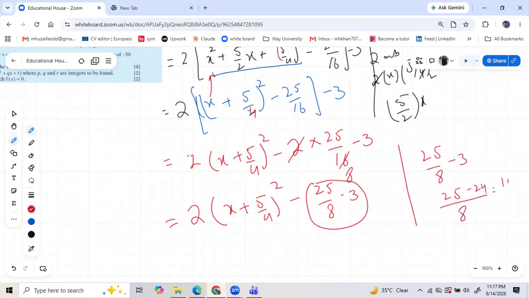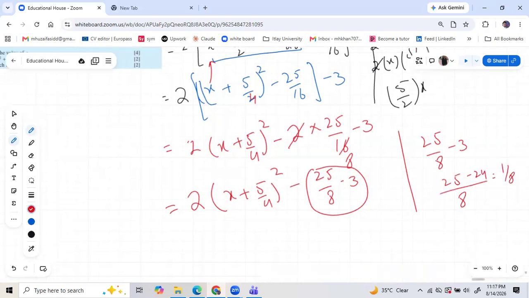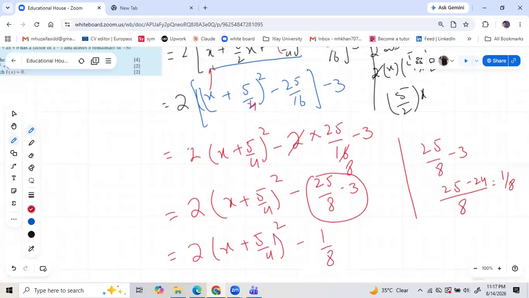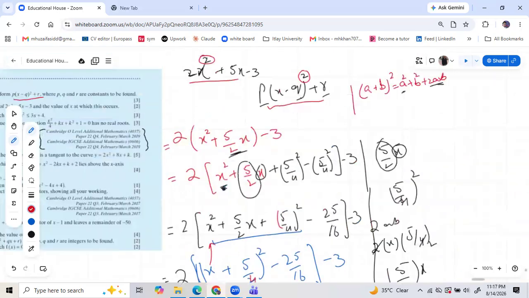So this is equal to what? 1 over 8. Have you got it, CK? Yes, sir. Right. Okay. Now look at it here. This is 2 into x plus 5 over 4 of square minus 1 over 8.